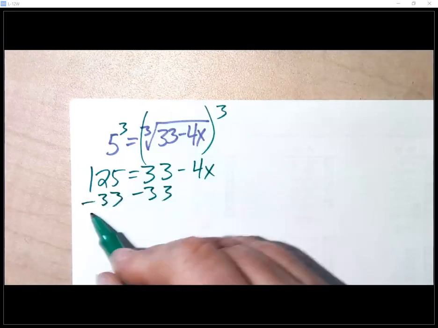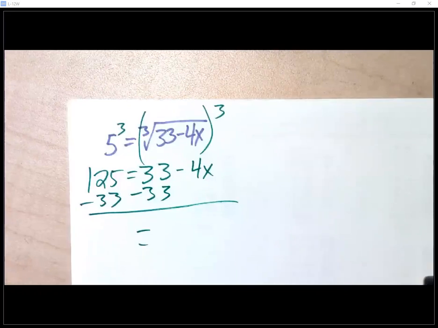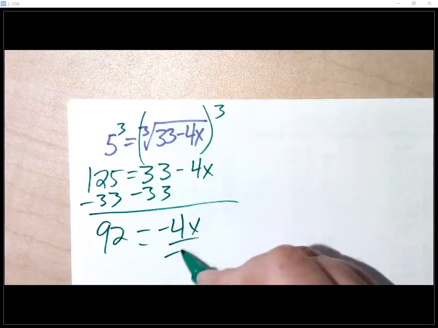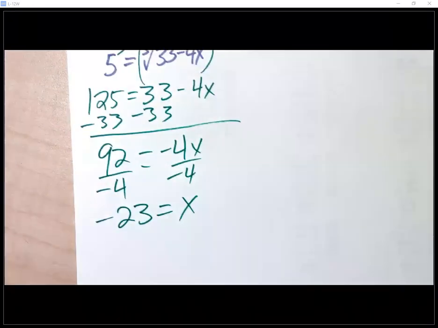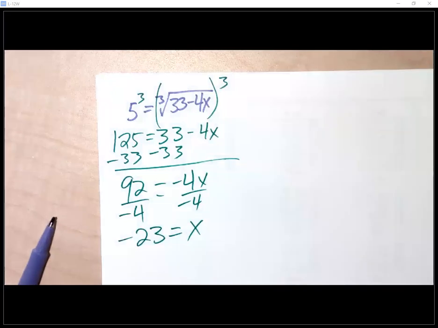What is that? I don't know. 92 divided by negative 4, 23. And there it is. Okay, so if you're given something that's already in radical form, that's all you got to do. Okay, and then the only thing left to do is a graph.